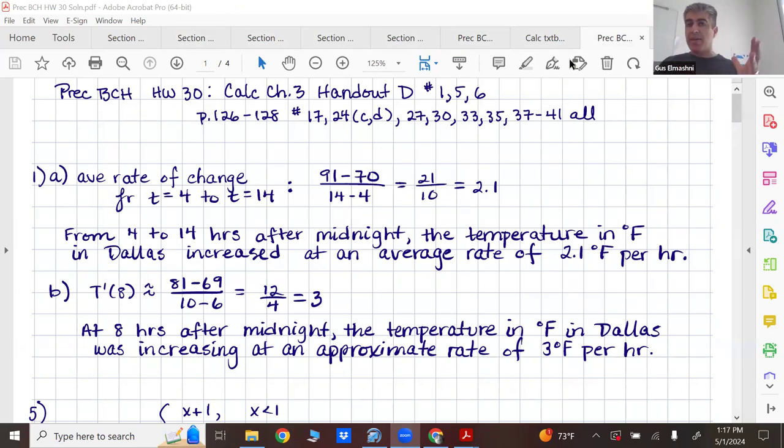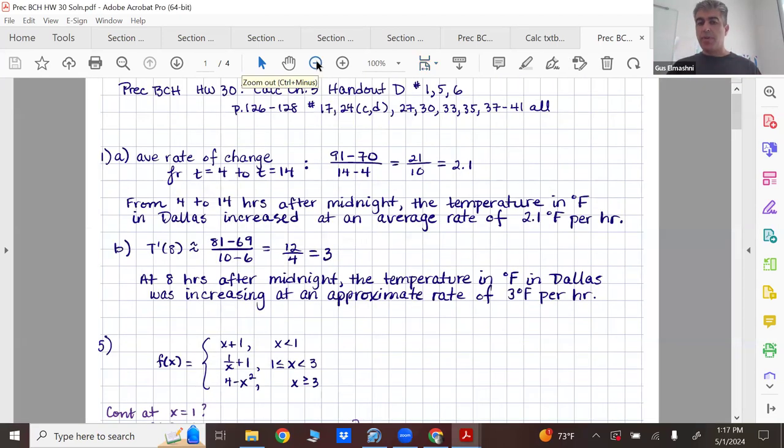In that packet I just gave you, you should see the page numbers for the textbook. It's basically the section 3.3 homework. You're going to be doing 17, 24 CD, 27, 30, 33, 35, 37, 41, all. I have all the answers here. Let me go pick it up. From handout D, and then the textbook 126 to 128, those problems specifically. So the homework problems are actually on the answer key. Let me go get it for you guys. I'll put it on SchoolG as well. Actually, some I already have right now. And I think that's it.